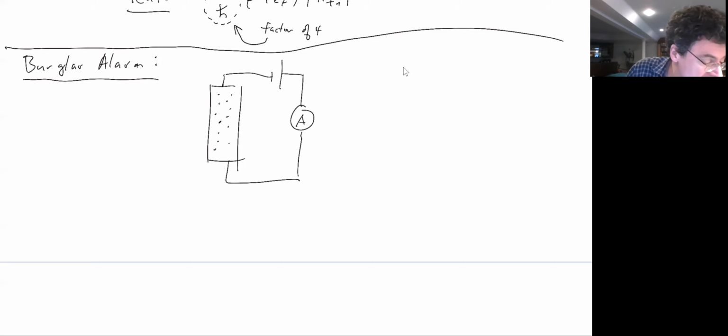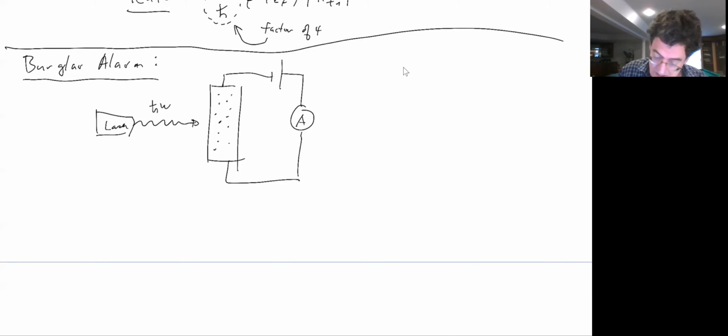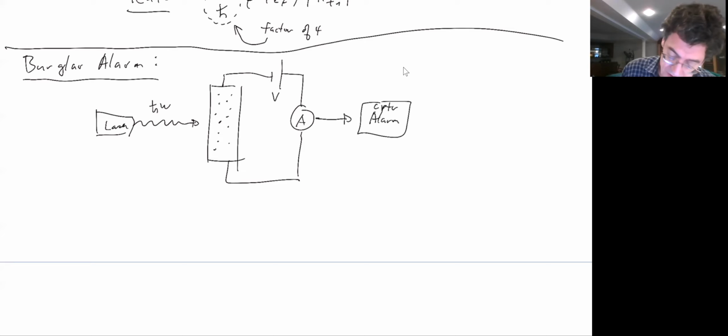then what I can do is have a laser here and shine light at this. What's going to happen is this is some voltage, and then I can have this go to some alarm controlled by a computer. It's measuring the current.